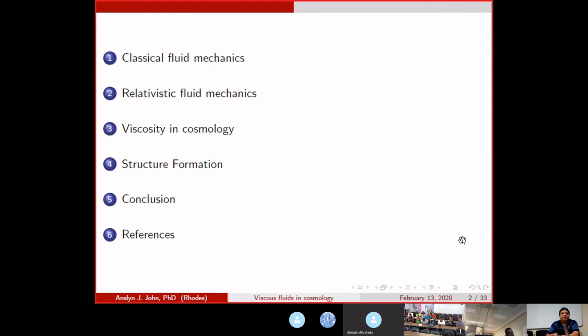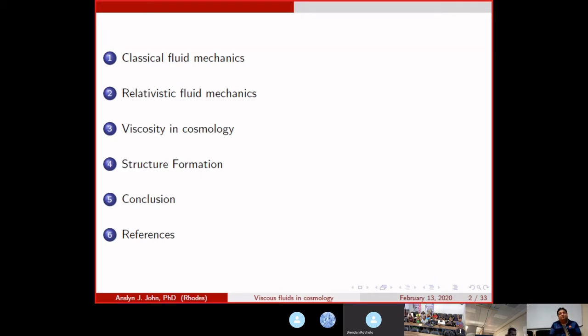Without further ado, let me give you an outline of my talk. I'm not going to assume any knowledge of relativity or cosmology from the audience. What I'm going to do is start with some classical fluid mechanics, look at how it can be extended to general relativity. Then I'll discuss dissipative fluid mechanics and look at how that can be incorporated in both the classical and the relativistic versions.